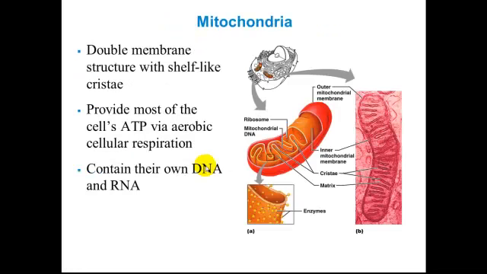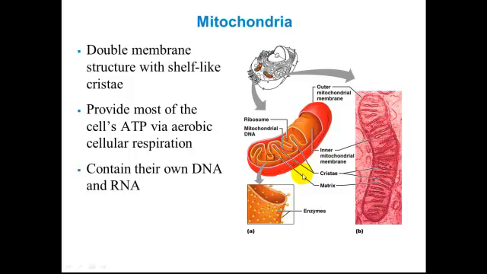So the first organelle that we will mention is the mitochondria. In our general model, it's shown as these roughly kidney-shaped organelles. These have a double membrane with a shelf-like structure called cristae. This is where we see aerobic cellular respiration occurring, and this is where ATP is produced. This is a photomicrograph of a mitochondria. You can see the shelf-like appearance of the cristae.